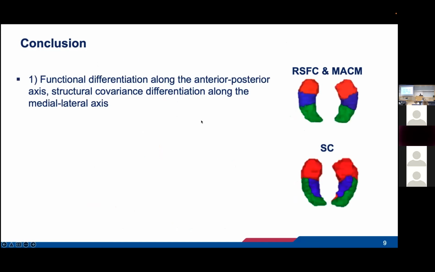So what we learned from study 1 is that, depending on the differences in connectivity measures, we can differentiate the hippocampus along anterior, posterior, and medial lateral dimensions.